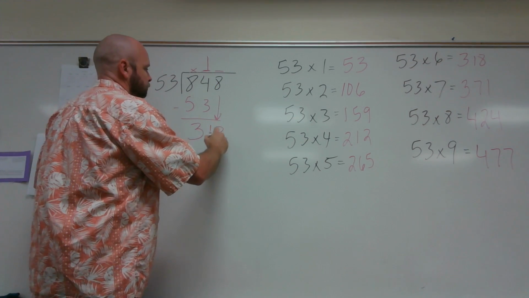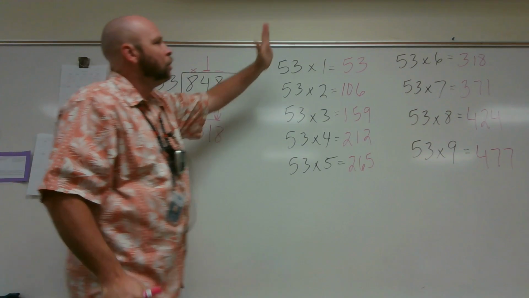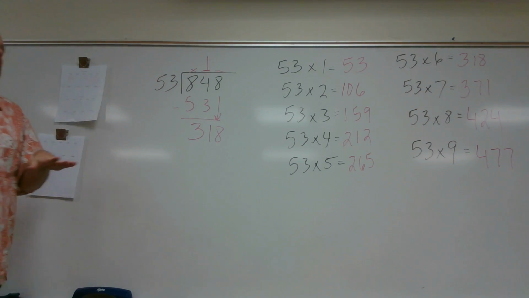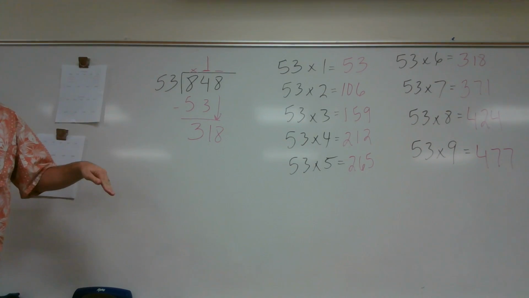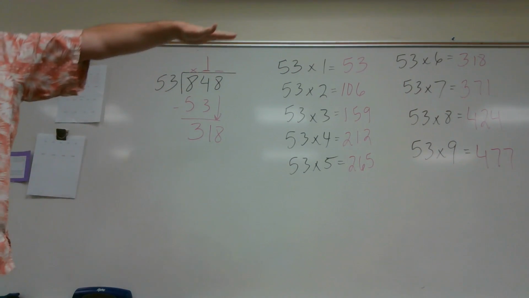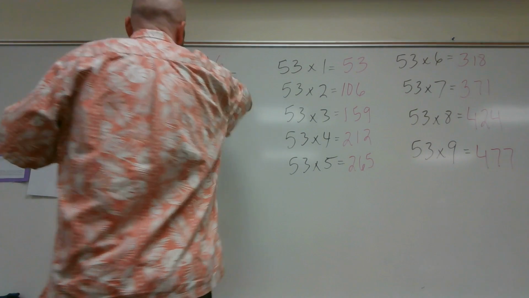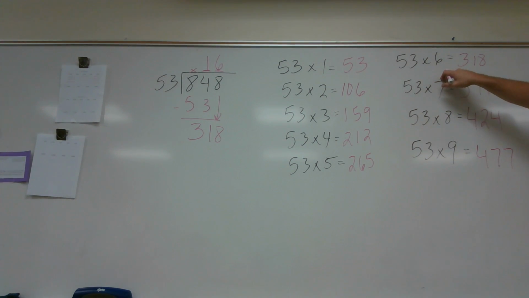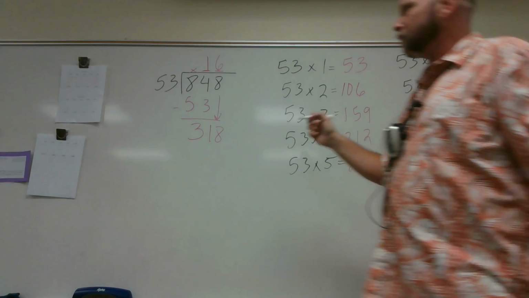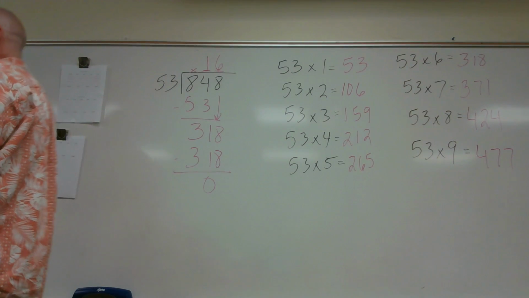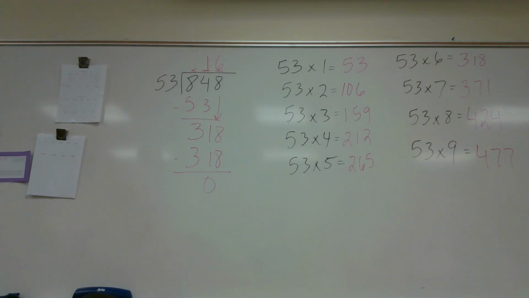Now I bring down my 8. Nevaeh, looking over here at my pink multiples of 53, I want to get as close to 318 as I can without going over. And what did I multiply by 53 to get 318? 6. And 6 times 53, because I've already done the difficult work, I look over here and I see 6 times 53 is 318. Indeed. I subtract, I get 0. So I have no remainder whatsoever. 0, zip, zilch.